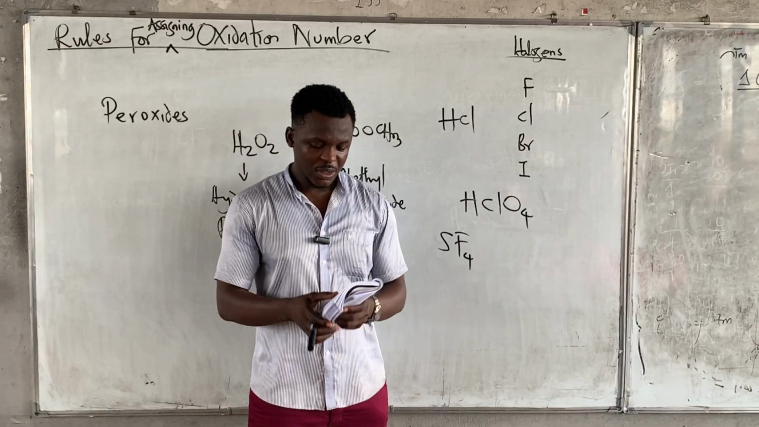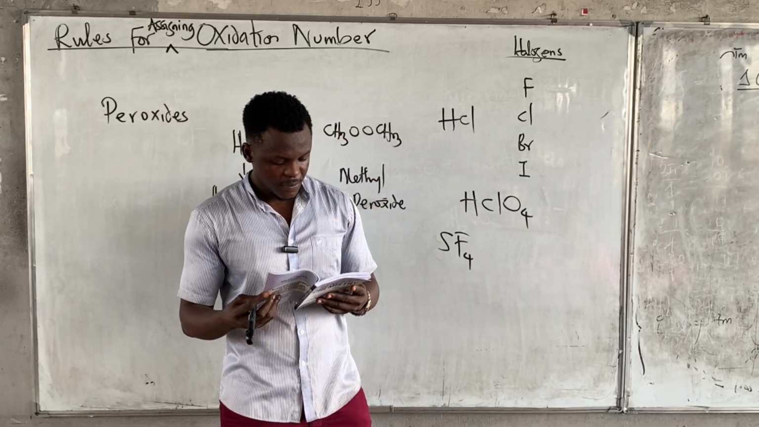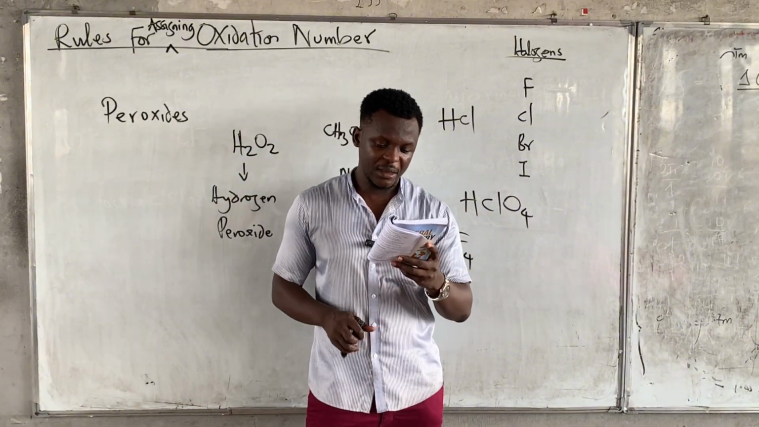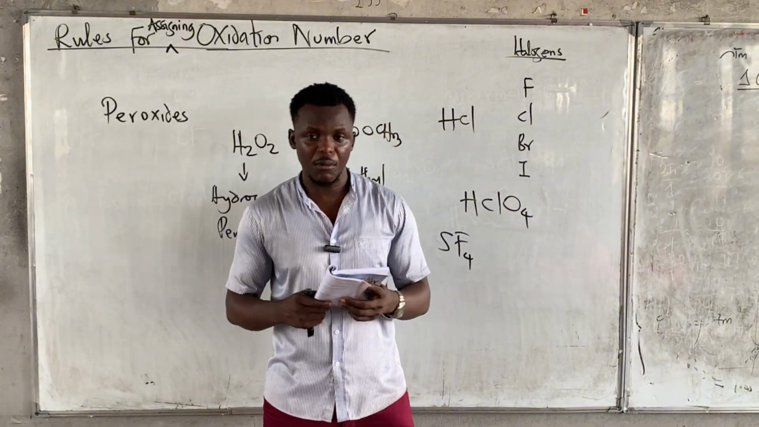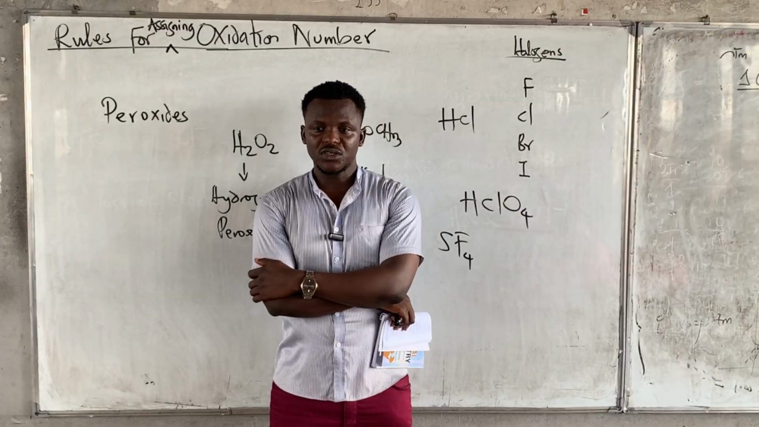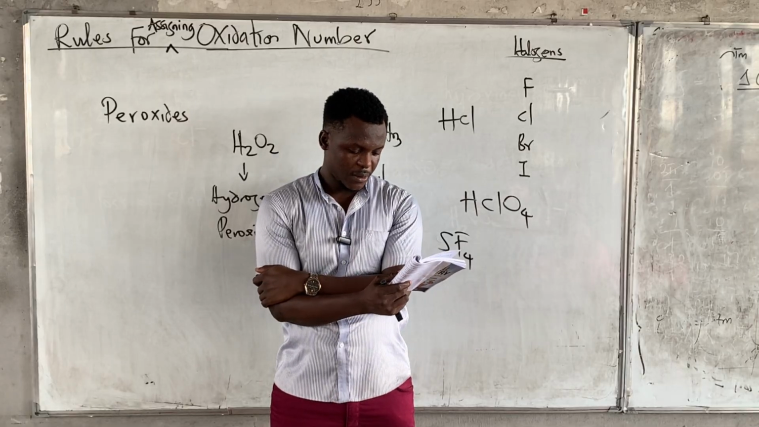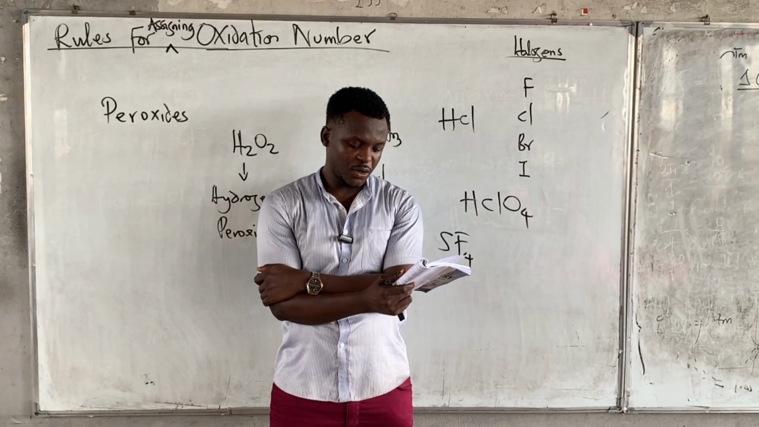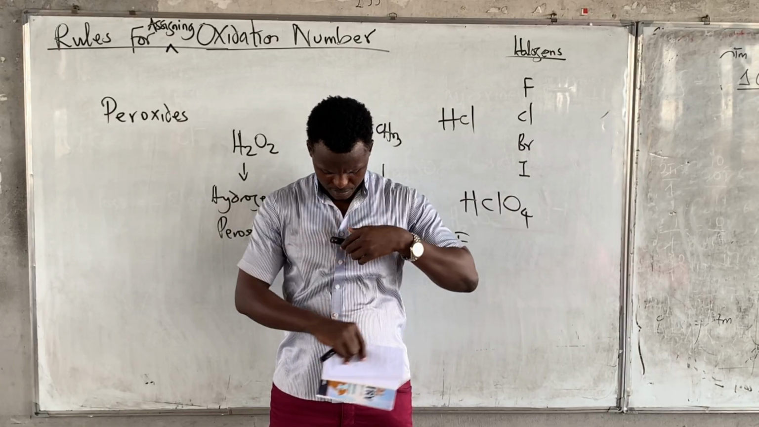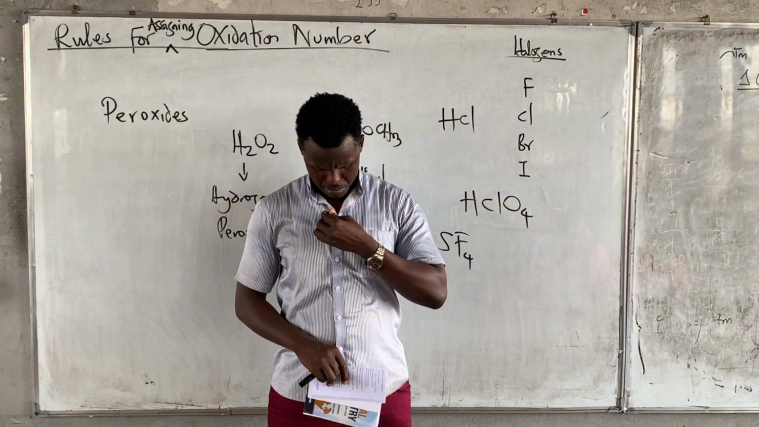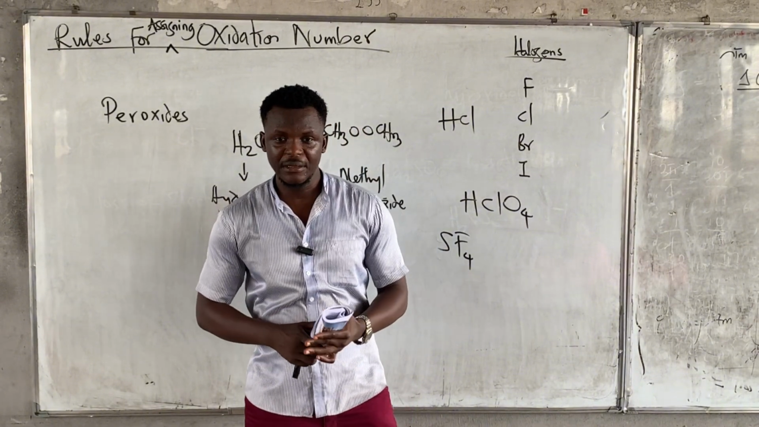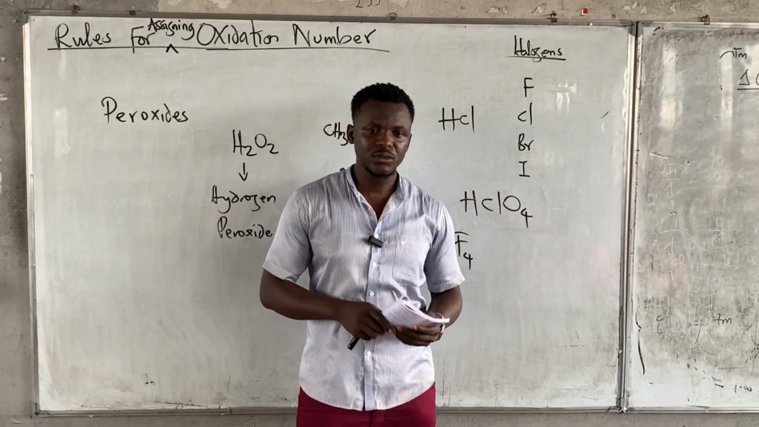Right? So let's look at the next one. The sum of oxidation number of all atoms in a neutral compound is equal to 0. The sum of oxidation number of all the atoms in a neutral compound is equal to 0.